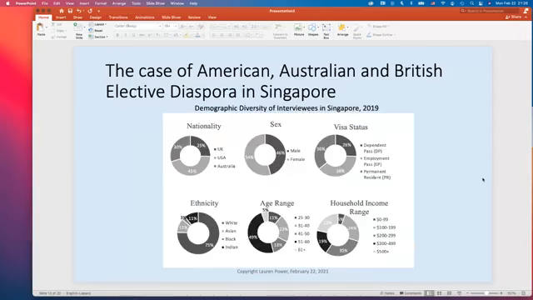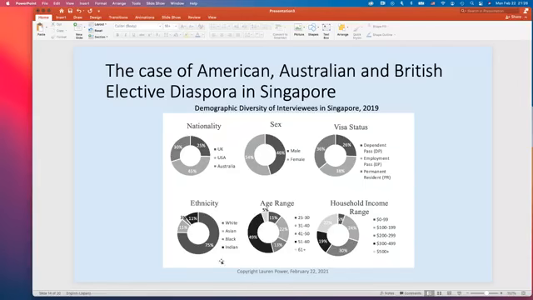So who exactly did I talk to? Well, this is a breakdown of the demographics of the people I spoke with by nationality, sex, visa status, ethnicity, age range, and household income. So I tried my best to get a little bit of everyone. Especially elusive was the male dependent. They're very difficult to find, but I did manage to find a few. Their narratives were particularly distinctive.